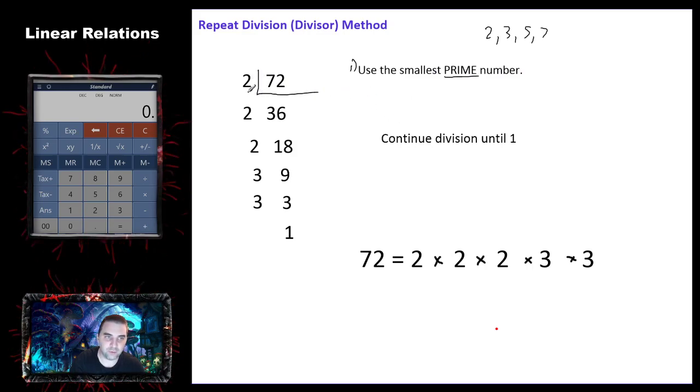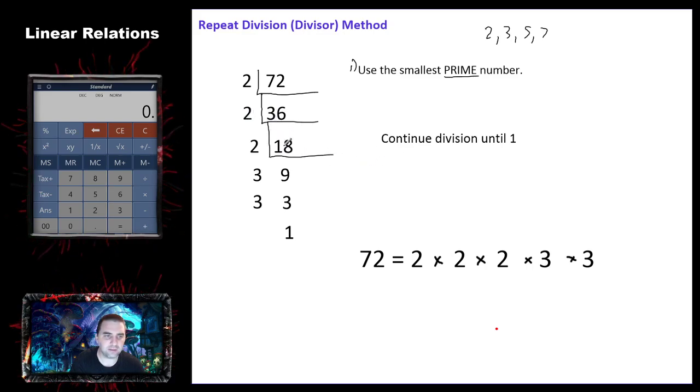72 divided by 2. Well, 72 divided by 2 is 36. So I write 36 down here. Now I do 36. 36 divided by 2, 2 again. Okay? And 36 divided by 2, that's 18. Now I look at the 18. 18 divided by 2 is 9. Now I look at the 9.